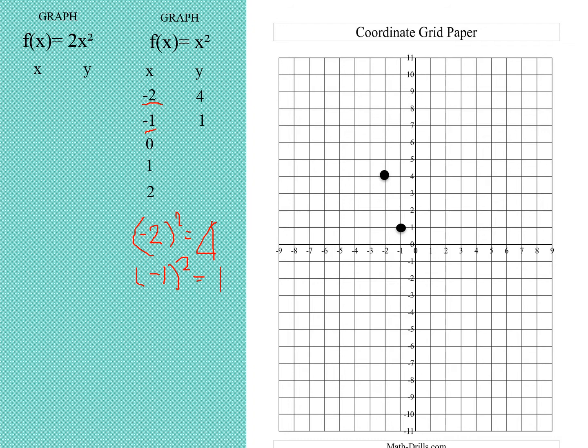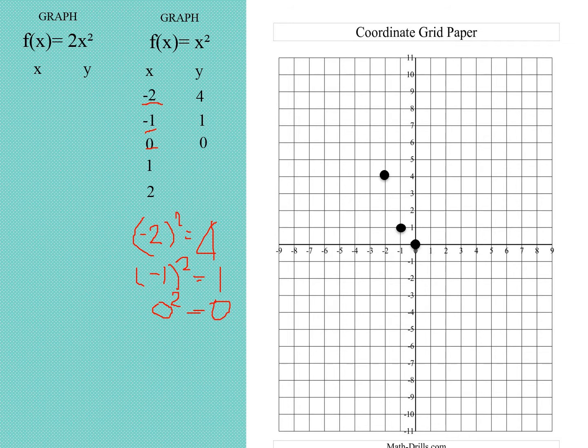Next, how about when our x is 0? We substitute again into our x squared. So, we have 0, then we square it. The answer will be 0 also. So, our y will be 0. Then, there is our point.